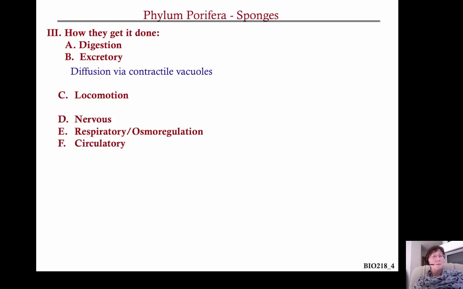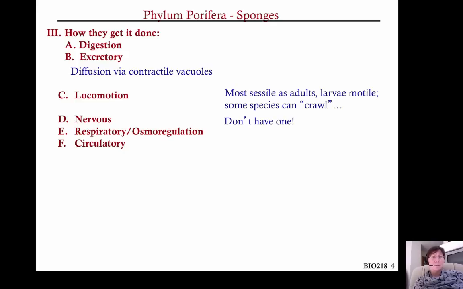In terms of locomotion, well, most of these guys are sessile as adults, and they don't really move much. The larvae are motile, and I'll show you a bit of that in just a minute. Some species are known to sort of slightly crawl. It's not very much, but they can crawl. But it's very slight movement. They don't have a nervous system at all. You're not really going to see the beginnings of a nervous system until we get to the cnidarians in the next lecture.